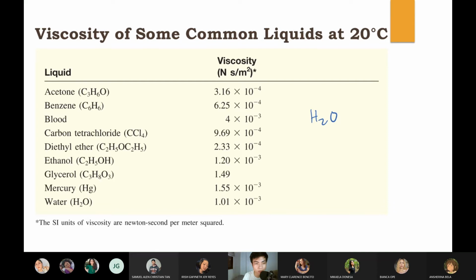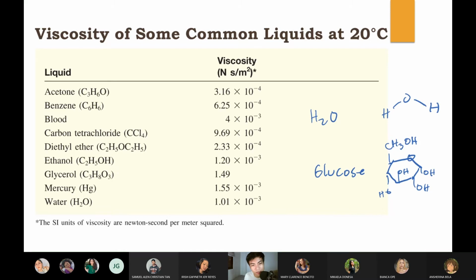Suppose water and glucose. So draw ko yung molecule. Sino yung mas malapot sa dalawang to? Hulaan nyo. Sino mas malapot? Yung tubig o yung asukal? Pag liquid, sagot ay yung glucose. Mas malapot yung asukal kaysa sa tubig. Bakit?